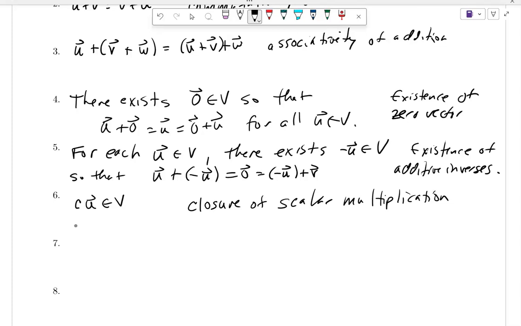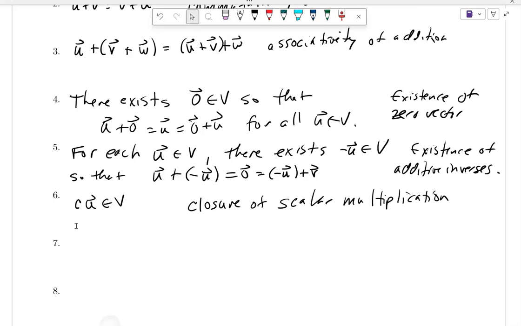If I said my vectors are two-dimensional vectors with rational components, then it's not going to be closed under scalar multiplication. I could also say, what if I said two-dimensional vectors where I only allowed positive coordinates? What would I multiply by and make it not closed? Anything negative. All right, so there are some examples of things that aren't closed under scalar multiplication.